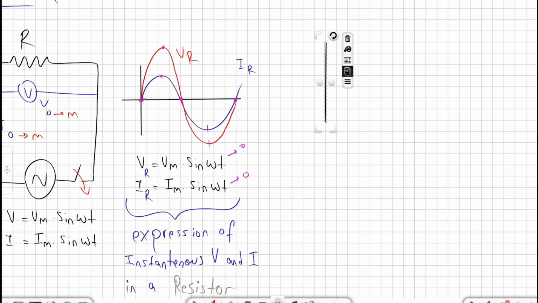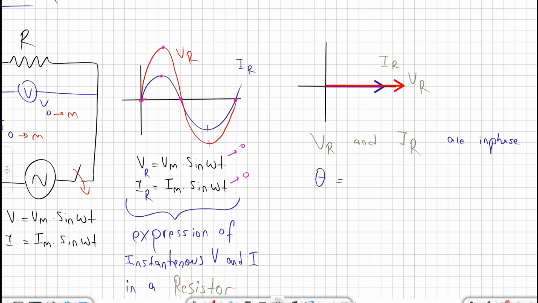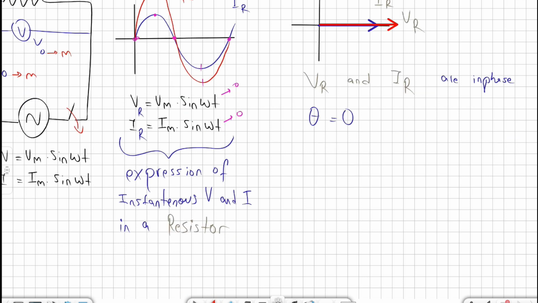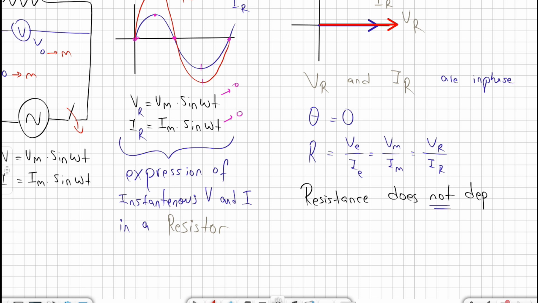We have another important graph which is called the phasor diagram. If the angle of the current is equal to 0, the angle of the potential difference also equals 0. They are always in phase. So we can say that VR and IR are always in phase, which means theta between them, or the phase difference between them, is always equal to 0. Resistance is equal to V effective over I effective, or V max over I max, or VR over IR. Resistance does not depend on frequency at all.